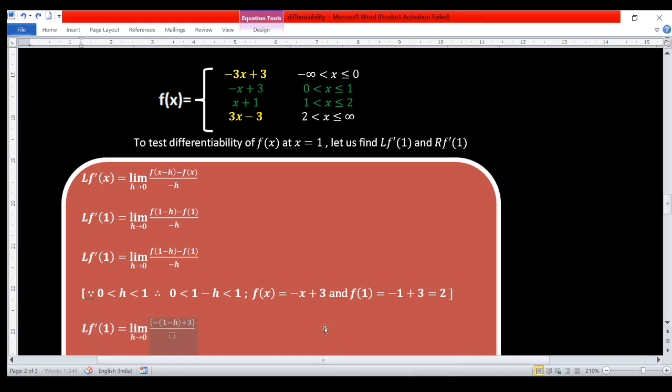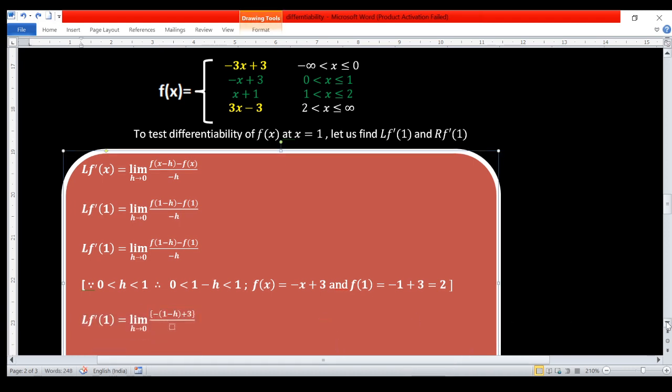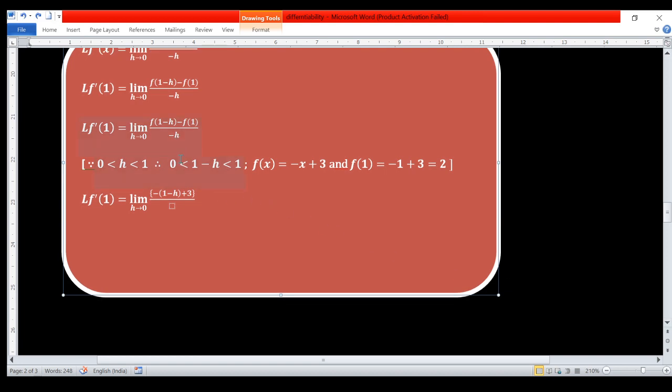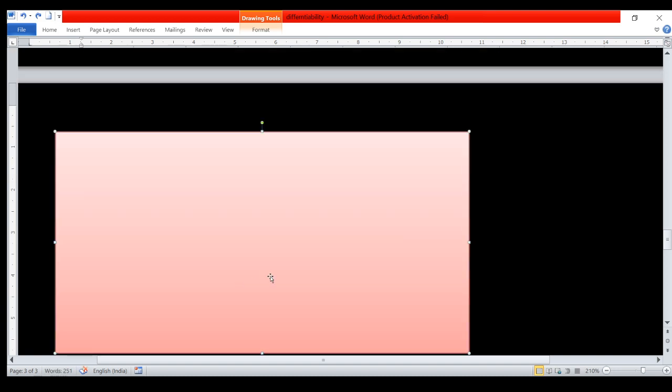So we continue the calculation. The minus x value is 1 minus h, plus 3, minus f of 1. What is f of 1? 2. And the denominator is minus h. We'll simplify this. 3 minus 1 is 2, minus 2, plus h, in the bracket. Next, 2 minus 2 cancels. Then h by minus h: h is a non-zero number because h tends to 0, so h cancels. We get minus 1. This is the left hand derivative at 1.